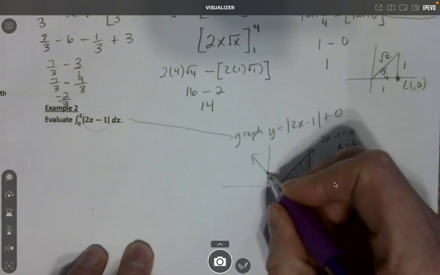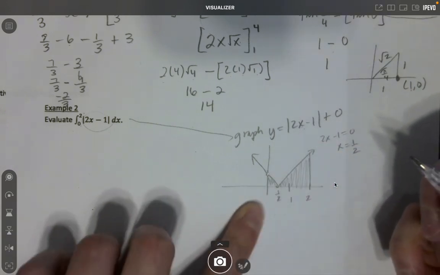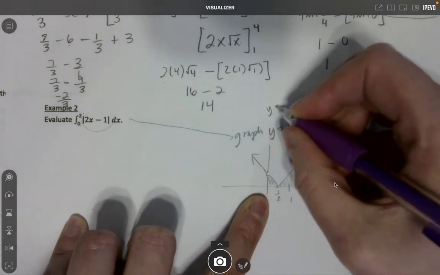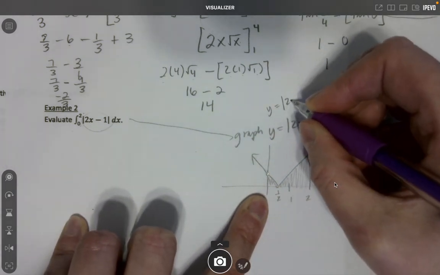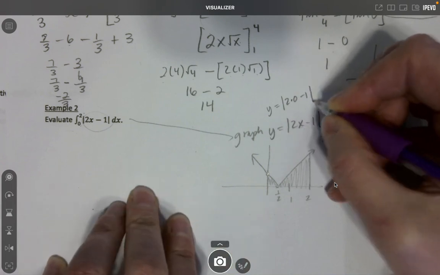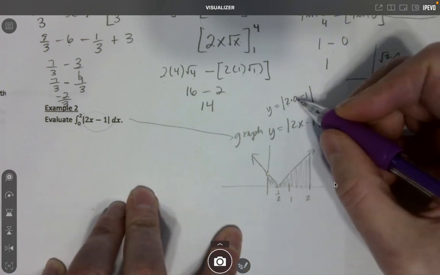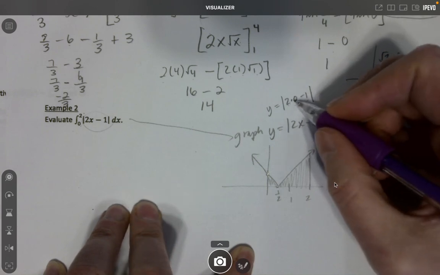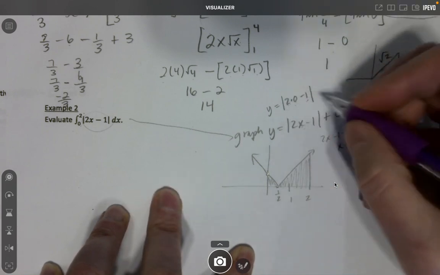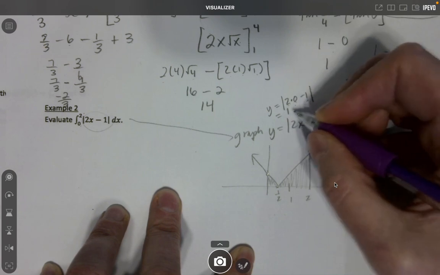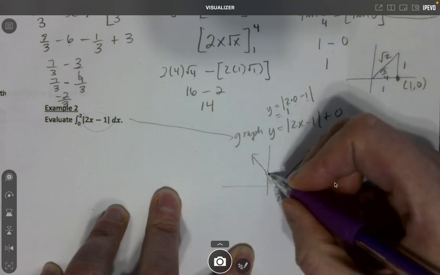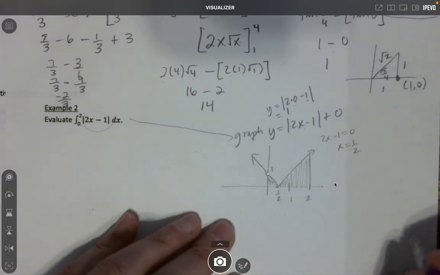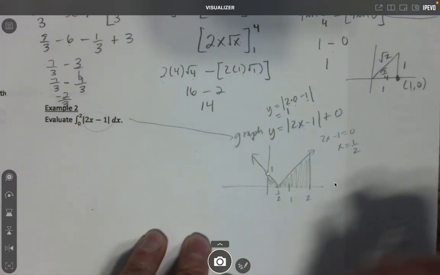All right, and I said it would be kind of nice for us to know this point. When my x is 0, what is my y? So y equals the absolute value of 2 times 0 minus 1. Well, 2 times 0 is 0, minus 1 is negative 1, but I'm taking an absolute value. So this would be a 1. So this is going to be 1 on my y-axis. So if I'm thinking about triangles, this is totally easy.